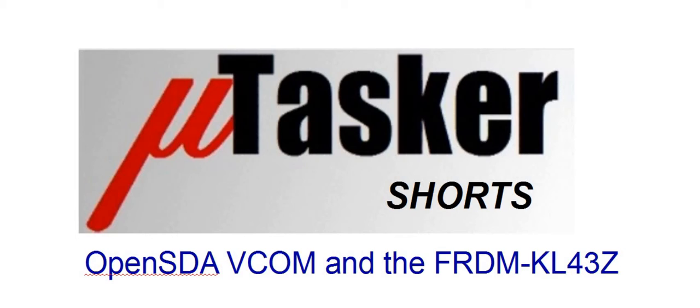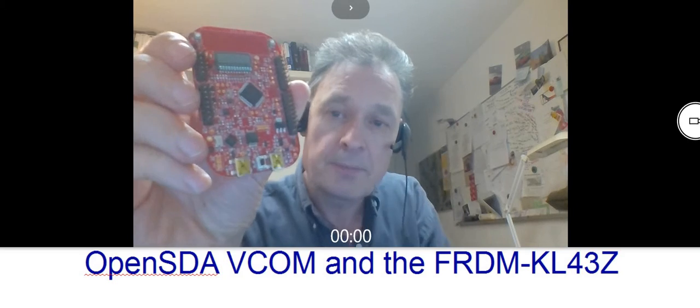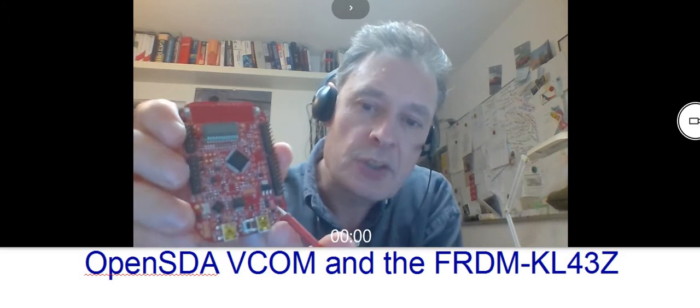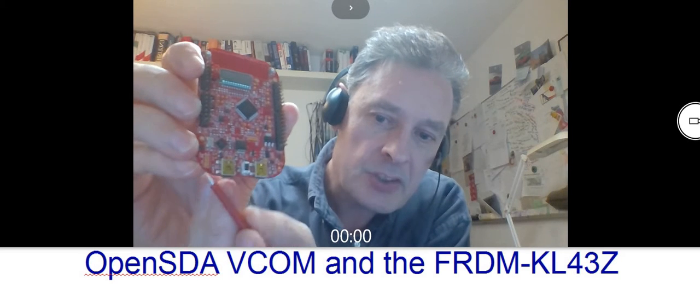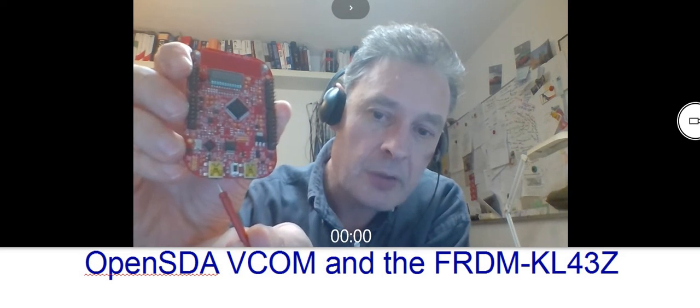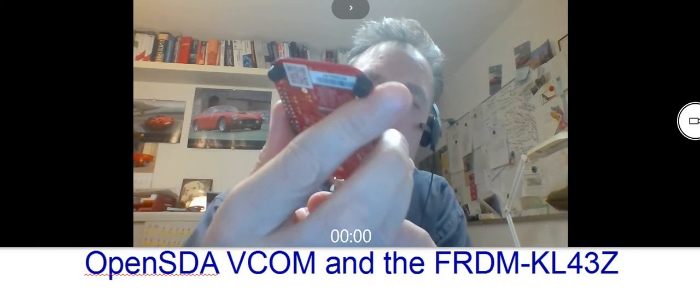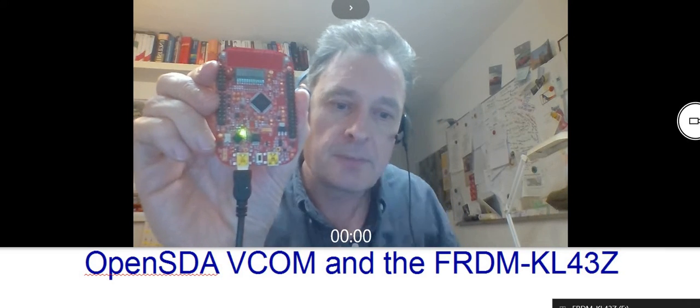We're going to be looking at the OpenSDA virtual COM board, which is found on various development boards, including the FRDM-KL43. And here I have such a board. This is the chip which we're interested in, this one there. It's close to this USB socket, which is used for debugging on the board. I'm going to connect it now, because we're going to use it in just a few moments.